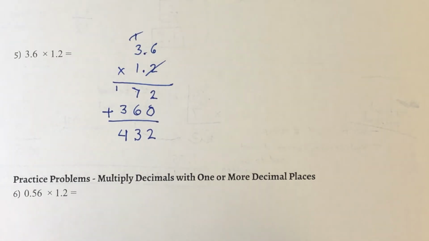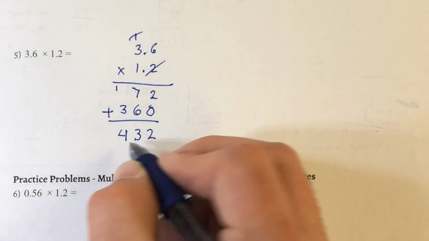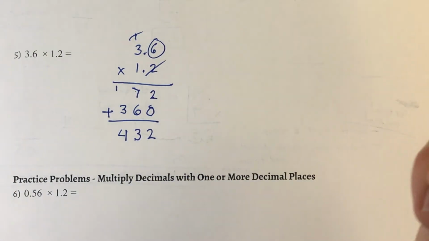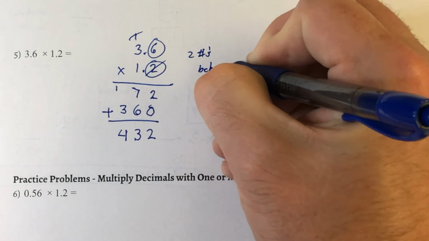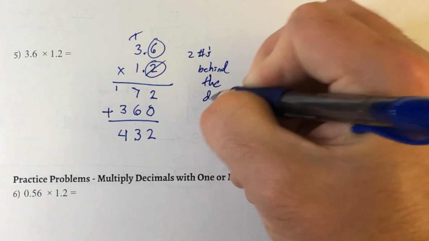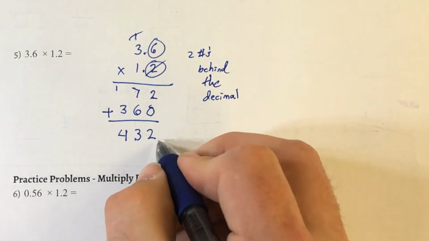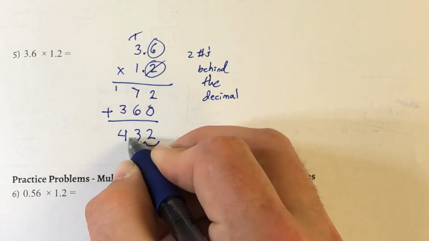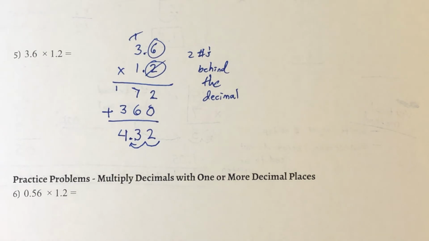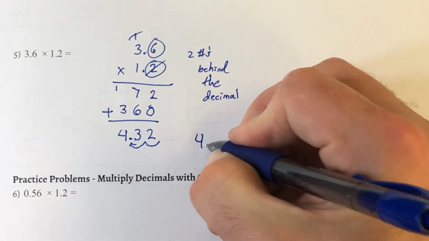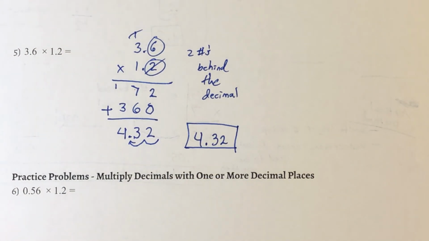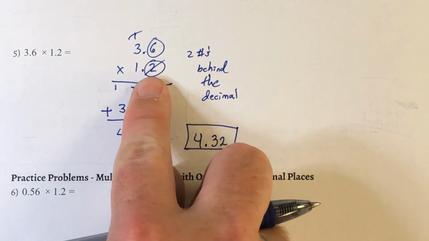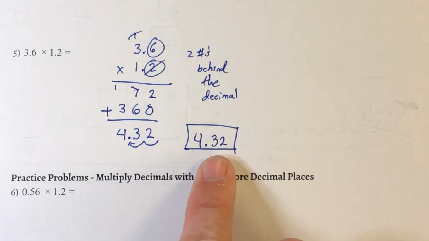The answer is not 432. Why? Because I have decimals. I'm expecting to have decimals in my answer. So where does it go? I've got one number behind the decimal, two numbers behind the decimal. Because there are two numbers behind the decimal, that means there should be two numbers behind the decimal in the answer. So 1, 2. The 3 and 2 have to be behind the decimal to make a match. So our answer is 4.32, or 4 and 32 hundredths. By the way, if I were to do 36 times 12, I'm pretty sure the answer would be 432, because it's the same.